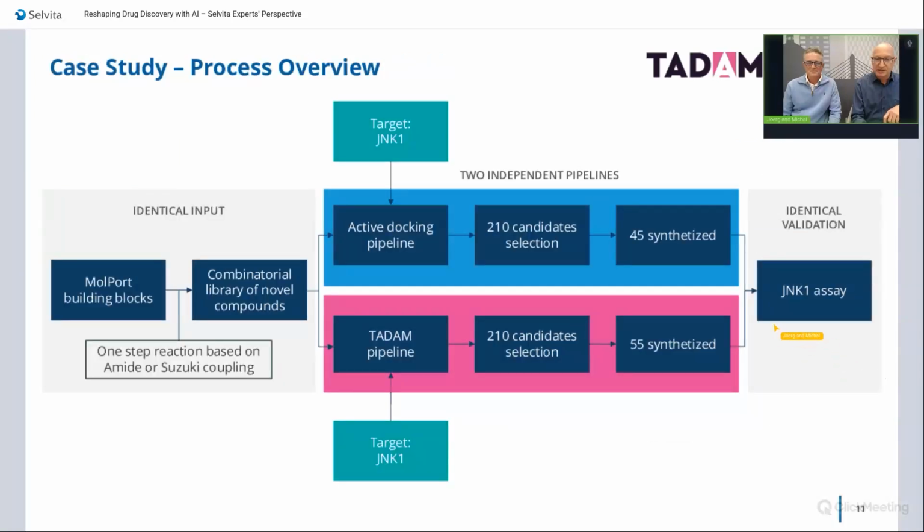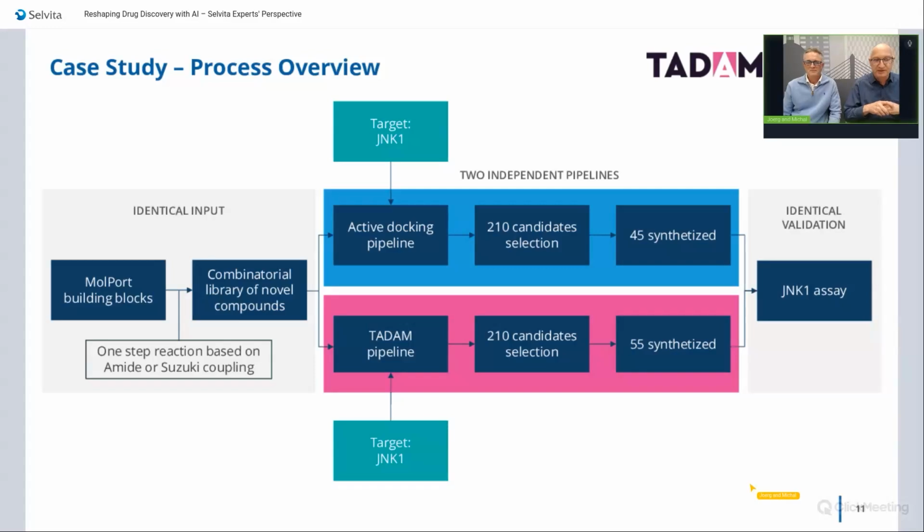And this is why we tested our model under quite realistic conditions. We were targeting the JNK1 kinase. That is a target that we kept out of training. So this target was not known to our model, and we wanted to see how good we can extrapolate. And we used our active docking pipeline that we had at that time, and we used our TADAM model in order to select 210 candidates from a virtual library.